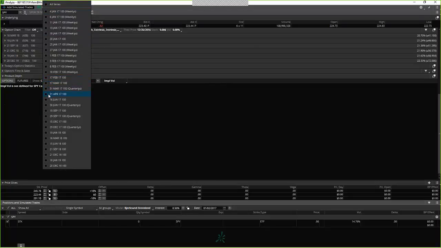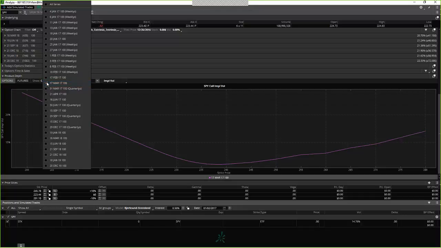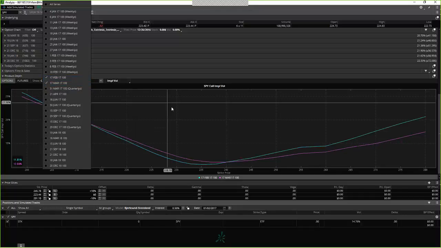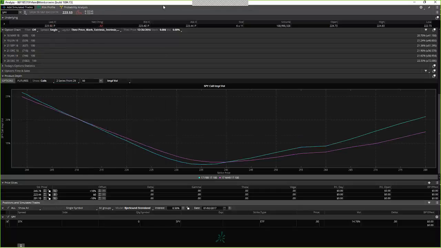Let's take a look at the Marches and the Febs. Just these two. So now I can see what these two implied volatility curves look like. I'm just going to keep it on calls, knowing that it's slightly different, but it's just a smoother curve. And so I take a look at this, and I can end up seeing how steep this is.